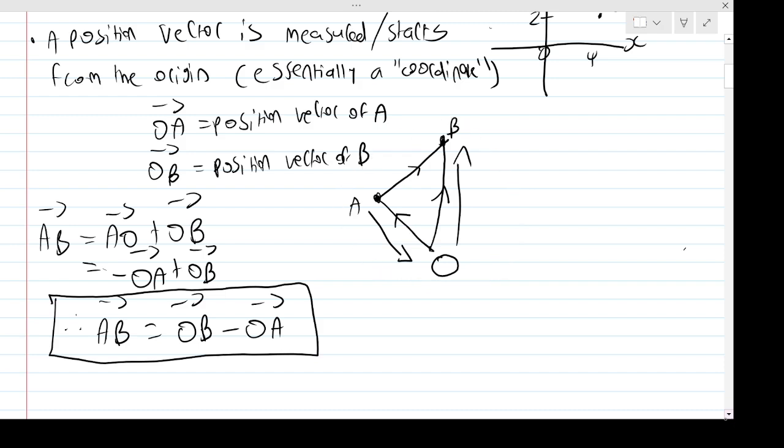Hopefully it made sense, and so that's what we're working with. The whole essence is that a position vector is basically a coordinate. So we start from the origin and then we go to our point.